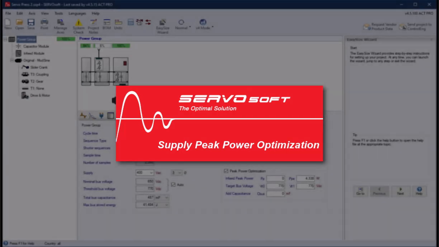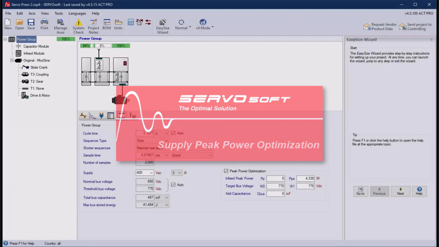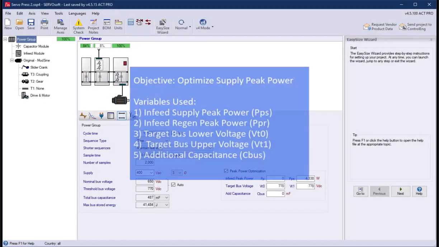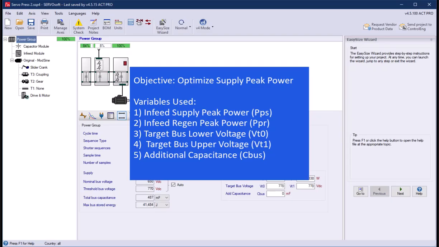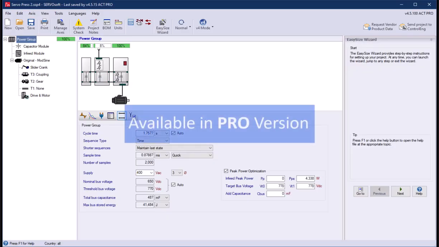This tutorial helps you learn about the supply peak power optimization feature, including its main objective to optimize the supply peak power, as well as the 5 variables used to achieve this objective. Please note that supply peak power optimization is available in the Pro version.